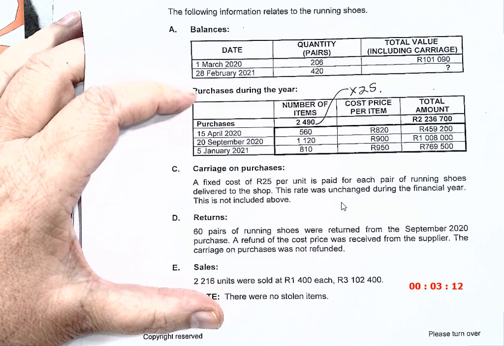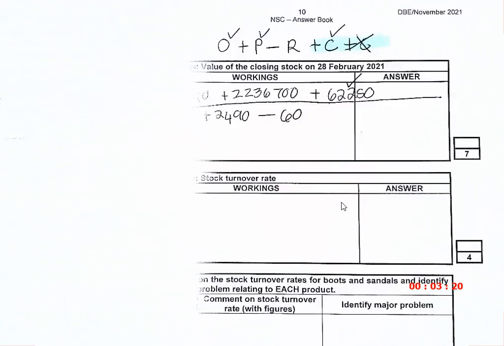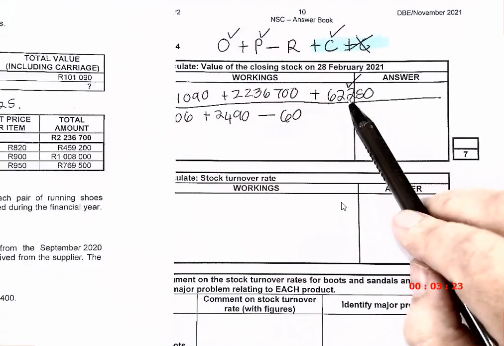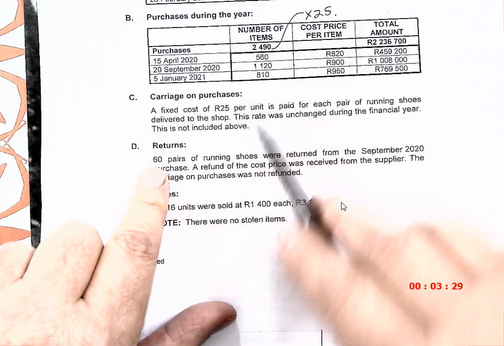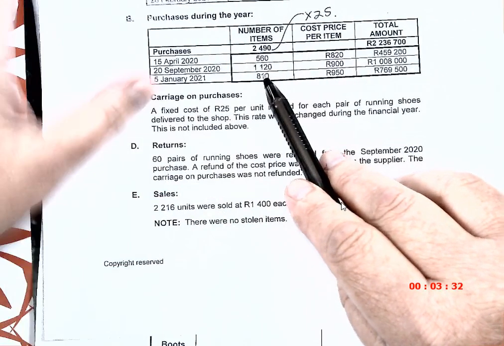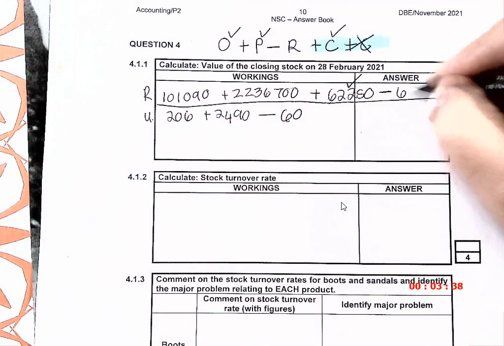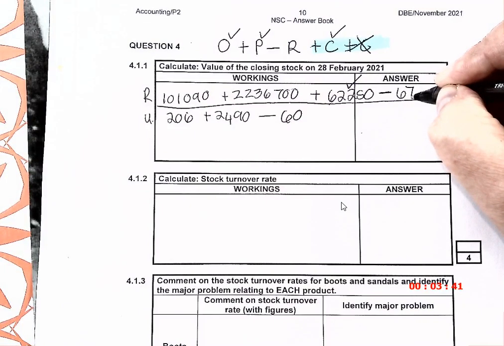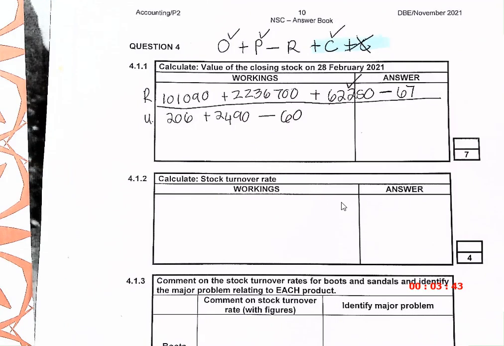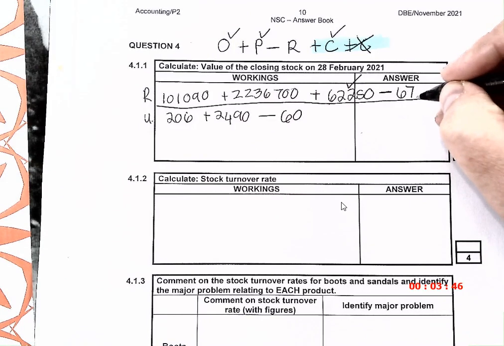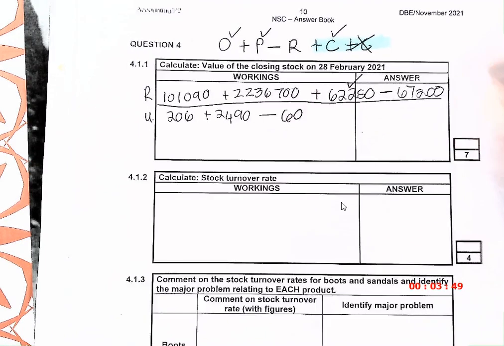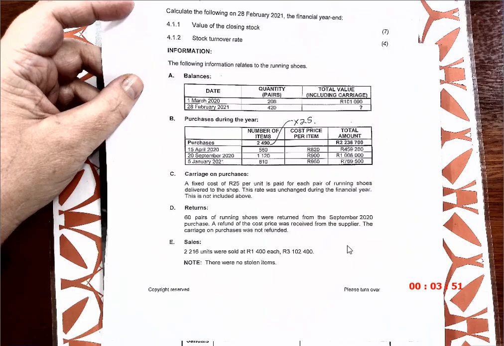So I'm going to work on the normal price there. I'm not going to do anything with this carriage. I'm just going to subtract what was sent back. The 60 times 1120 gives me 200. Okay. I made a mistake.